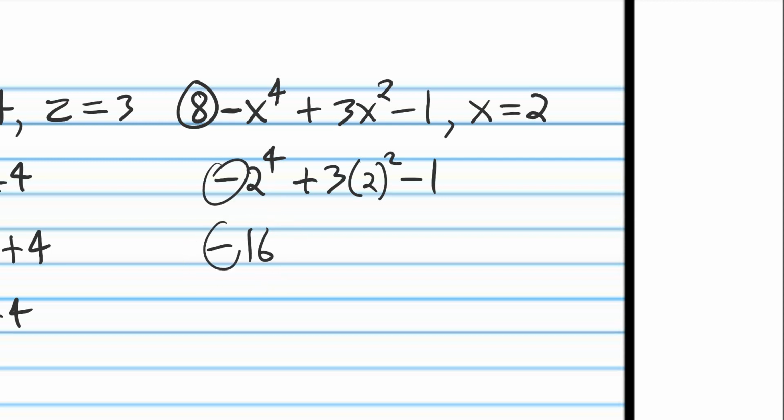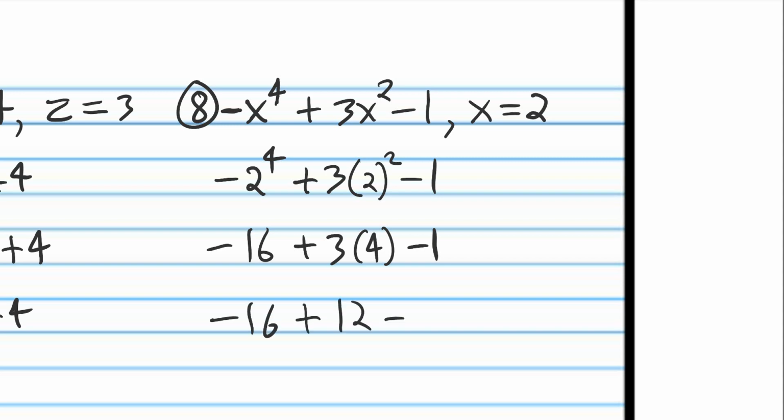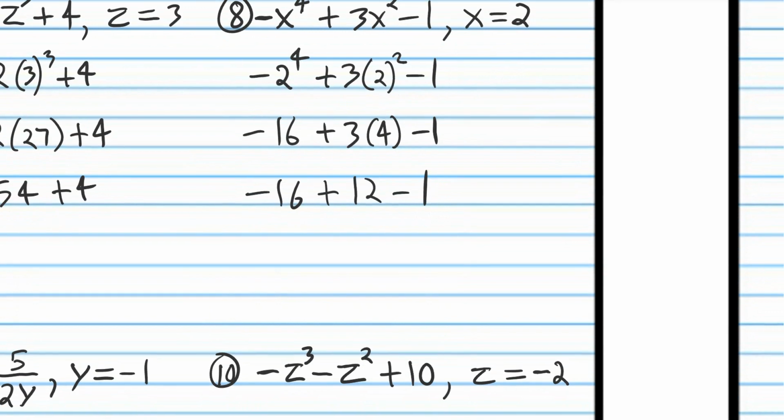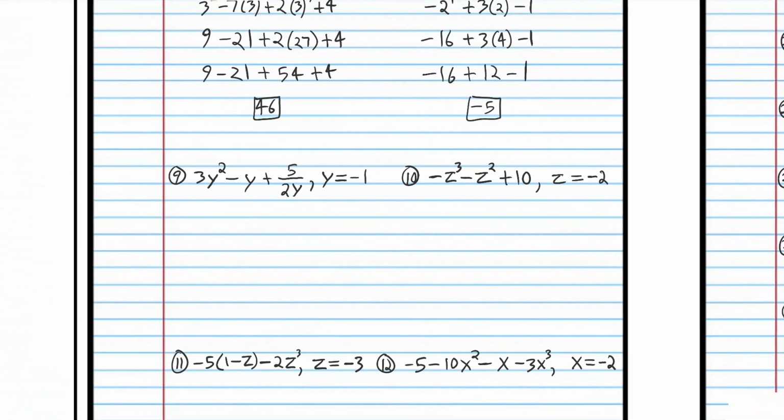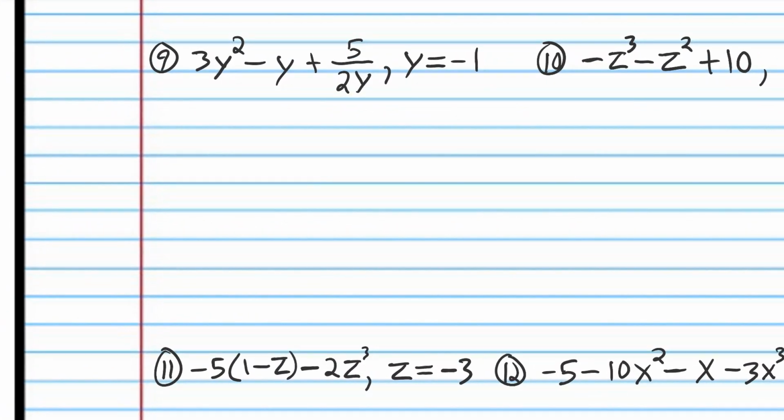Because the negative would not just hang out, it would be raised to the 4th power, and because it's an even power, you get a positive. I don't mean to talk too much here, but these are all things that are extremely important. All right, so then we raise to the 2nd power. 2 to the 2nd power is 4, and 3 times 4 is 12. -16 plus 12 is -4. -4 minus 1 is -5. So if you got -5, good job. All right, try number 9, and when you come back, we'll do it together.